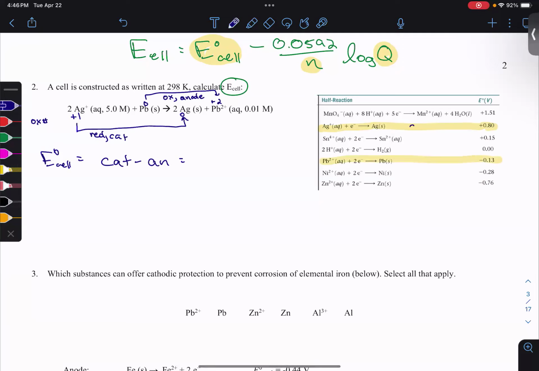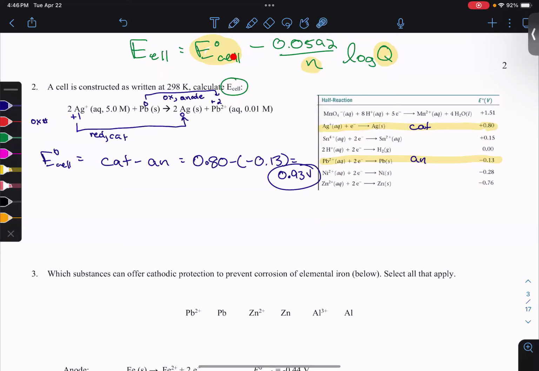So what did I just say? This is my cathode. Here's my anode. So my cell potential is 0.8 minus negative 0.13. So my standard cell potential is 0.93 volts. Okay. That's if everything was 1 molarity, but it's not, because I gave you other concentrations.